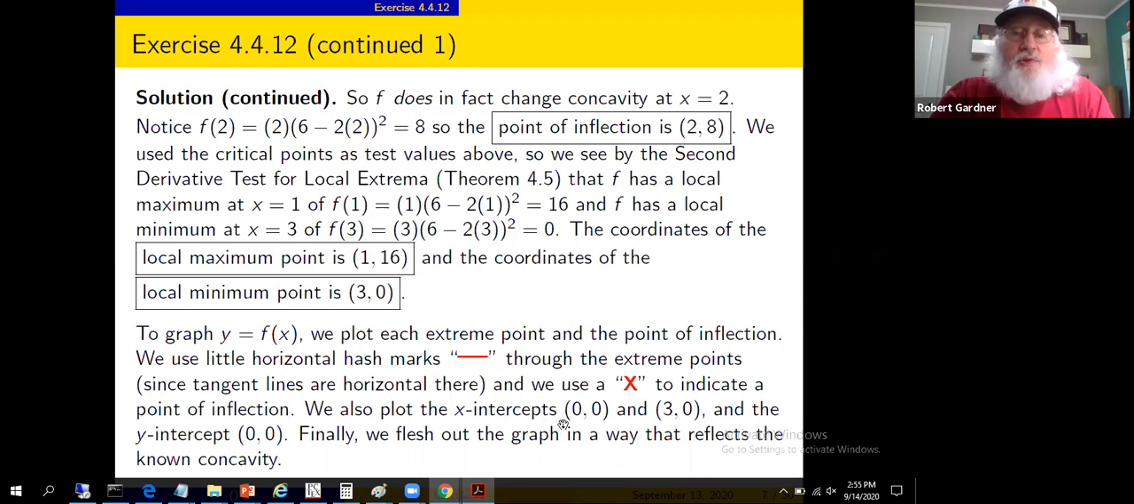The function was x times (6 minus 2x) quantity squared. The function has intercepts of x equals 0 and x equals 3. I don't have a clear expression of the function in front of me. The y-intercept then is just (0, 0). So we'll plot these 2 intercepts. I think they ask about those, and the 3 points of interest, the max, the min, and the point of inflection.